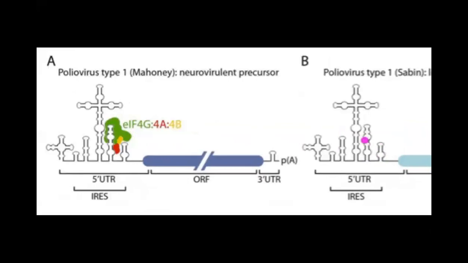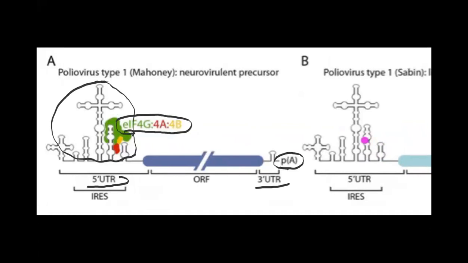Again, you have that 5' untranslated region, the 3' untranslated region. You have the poly A tail. You have these hairpin structures, and that topology of the hairpin structure will allow for the binding of this complex. Now, remember that the poliovirus does not have the 7-methyl guanine cap, right? It doesn't have it.